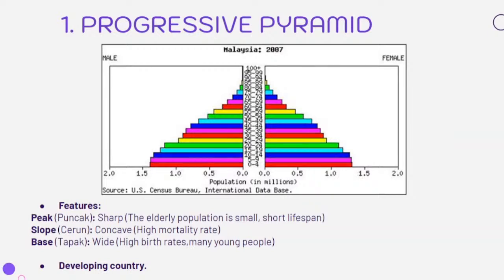Now, the base is wide. Its width shows a high birth rate and many young people, where we can see the high number of children. This may be due to many people getting married early or no family planning and so on. This can probably be described as a developing country such as Malaysia. Let's go to the next slide.